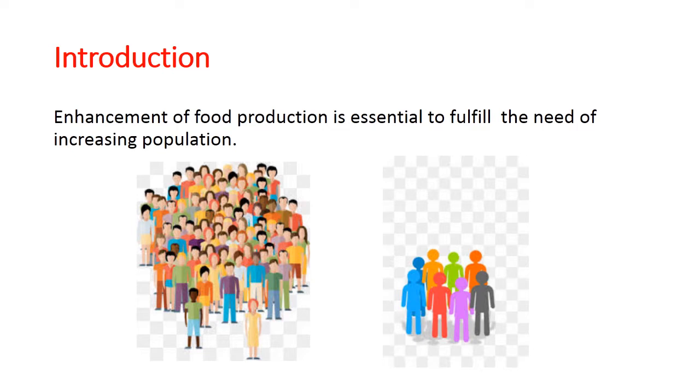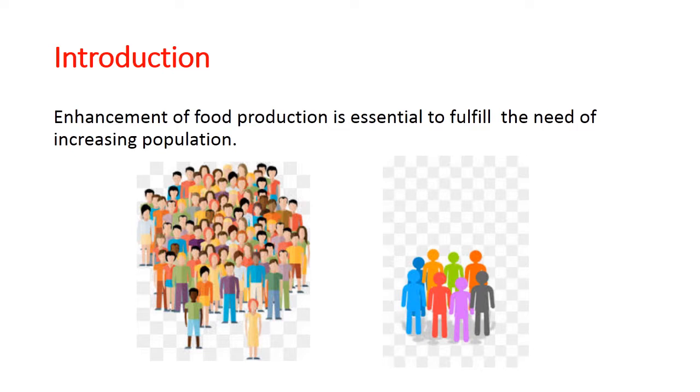So the need for production of food is to fulfill the needs of the growing population. It is very essential to increase the production of food. Clear, right? When more people are present in the population, obviously they require more food, so that production needs to be increased.